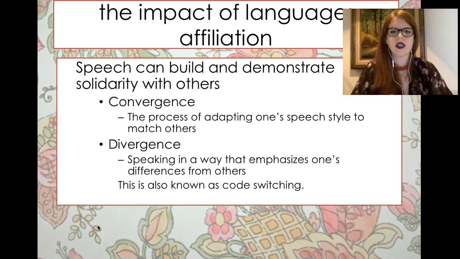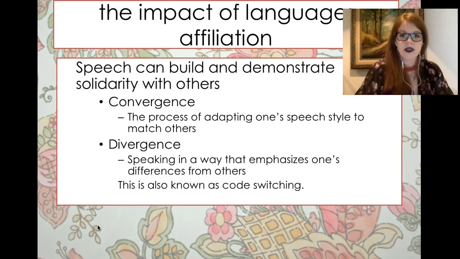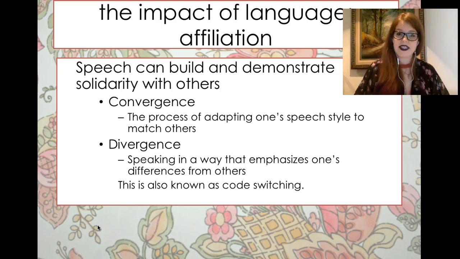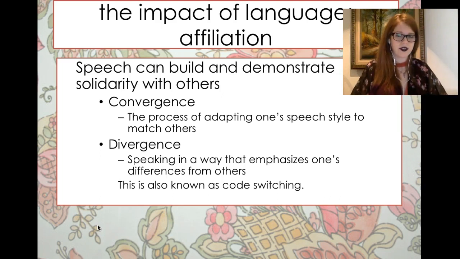So speech can build and demonstrate solidarity with others. We call this convergence and divergence. Convergence is the process of adapting one's speech style to match others. If you are a person that has a bi- or triracial identity, you might experience this in family reunions. Let's say you are part Hispanic and part African American. When you go home for a holiday with your Hispanic side of the family, you might speak a little differently, dress a little differently, and behave a little differently.